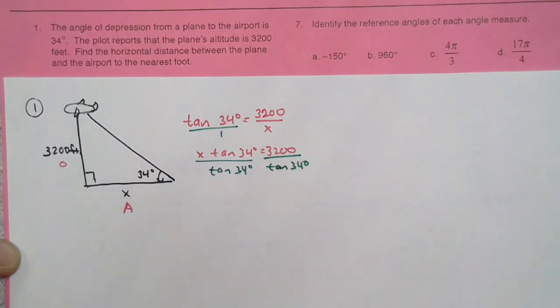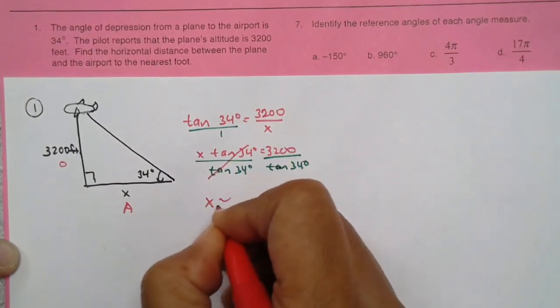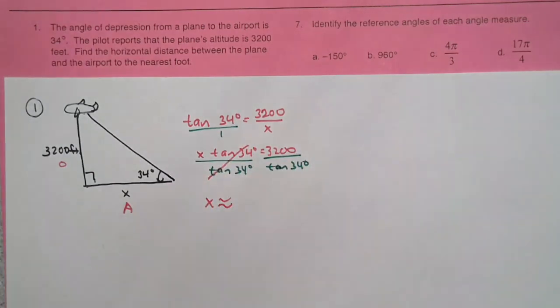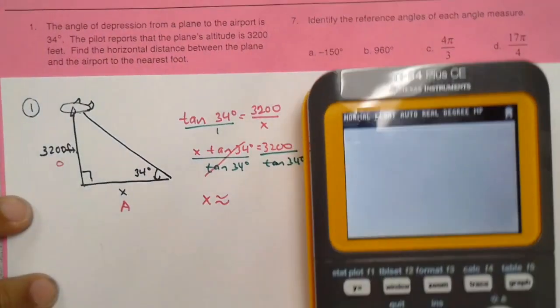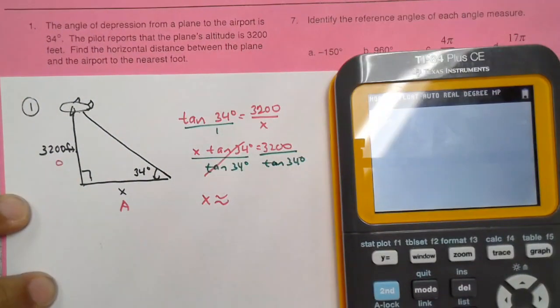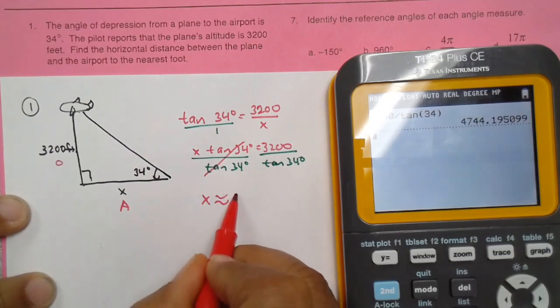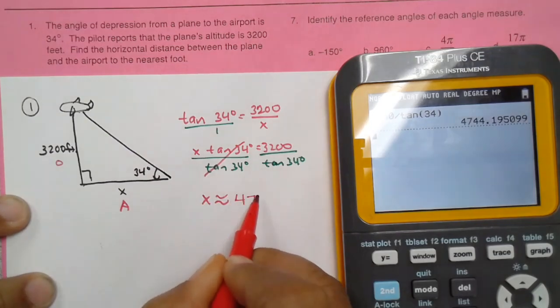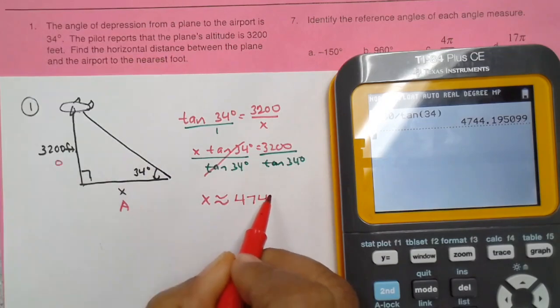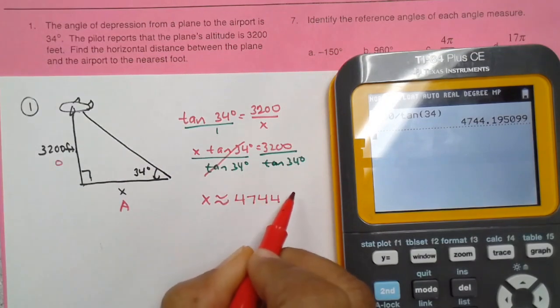To get x by itself, we'll divide by tangent of 34 degrees. And then we're going to plug this into our calculator. Keep in mind that you have to make sure that you are in degree mode in the calculator. So we are going to do 3,200 divided by tangent of 34 degrees. And this gets you approximately 4,744, nearest foot, so whole number.